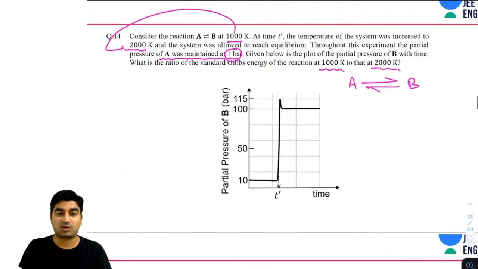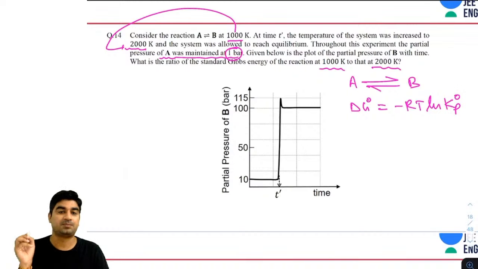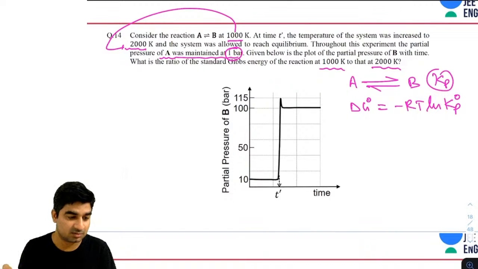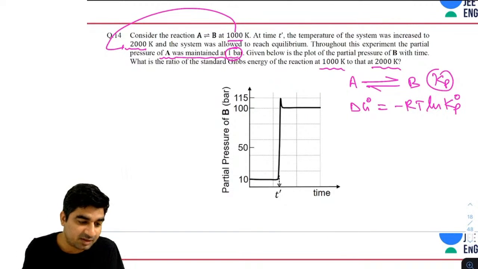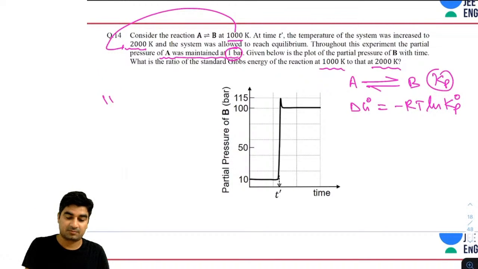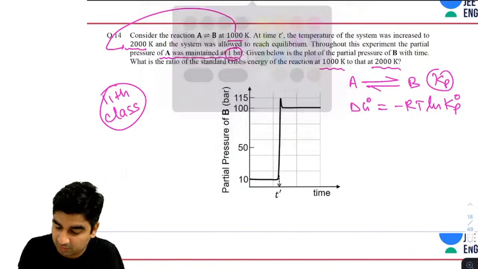So guys, how are you going to calculate? What is the relationship? Delta G naught is equal to minus RT ln Kp naught. Today I told you that you can take Kp, that is not an issue. So guys, when you are changing the temperature, this Kp will change. I hope you know this. This is from equilibrium and thermodynamics from 11th class. You can surely solve them, guys.